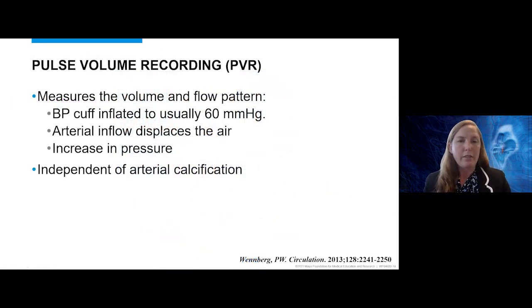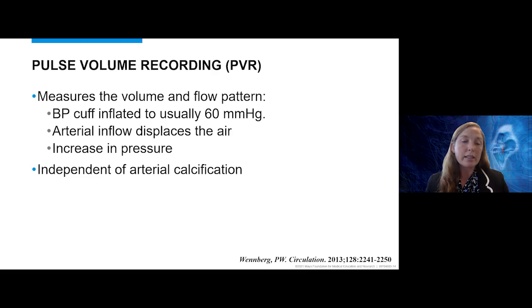Well, what else do we get on the vascular lab reports? We have the PVR waveforms, or the pulse volume recording. So this is measuring a volume and flow pattern. You're inflating the blood pressure cuff, usually to about 60 millimeters of mercury, and then that arterial inflow going through the vessels is going to displace the air in the cuff. And that increase in pressure is something that we're going to be able to measure.